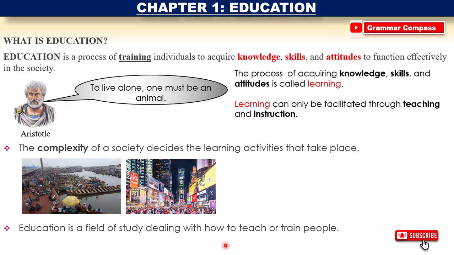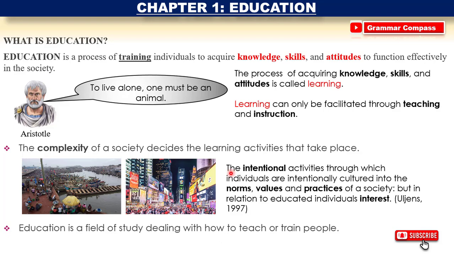We can sum up the definition of education by this definition from Ulians. Education is defined as the intentional activities through which individuals are intentionally cultured into the norms, values, and practices of a society, but in relation to educated individuals' interest. In summary, Ulians is saying that education is a deliberate way of helping people learn how to live in a society, but it should also respect the learner's personal needs and goals.